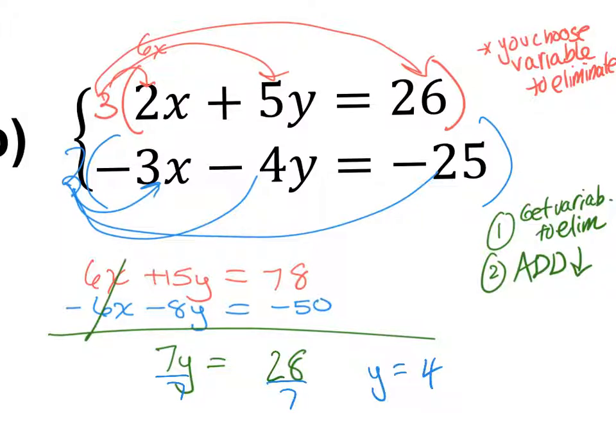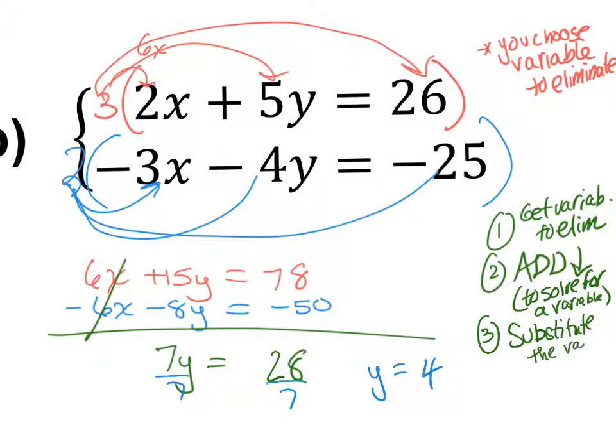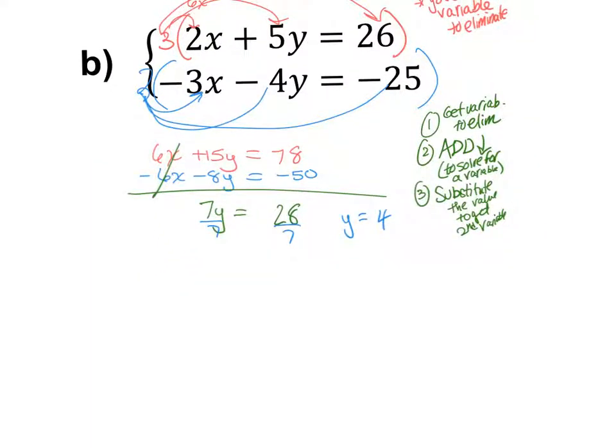After you add down to solve for a variable, you are going to substitute the value to get the second variable solved for. So choose one of the two equations. It doesn't matter. Original equations. Look at the original equations. I'm going to choose the top one because there's less negatives.